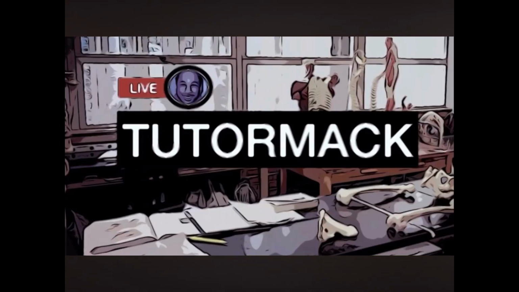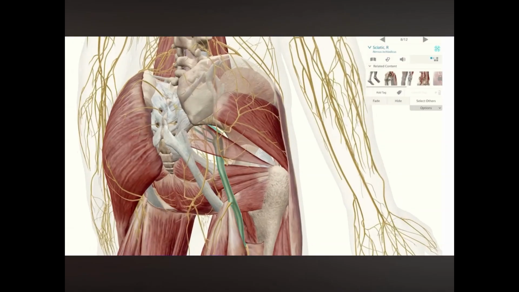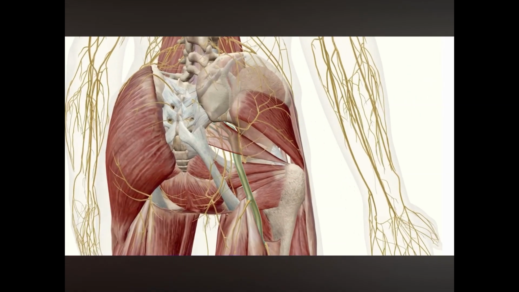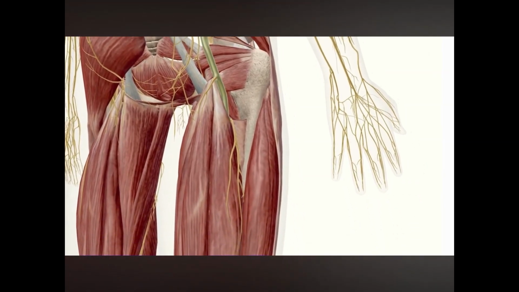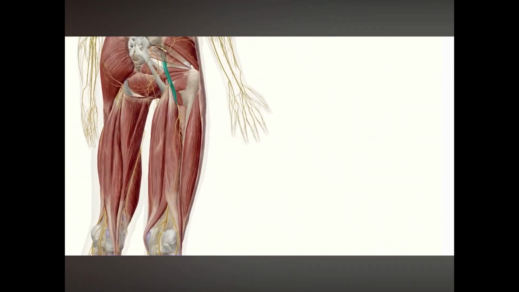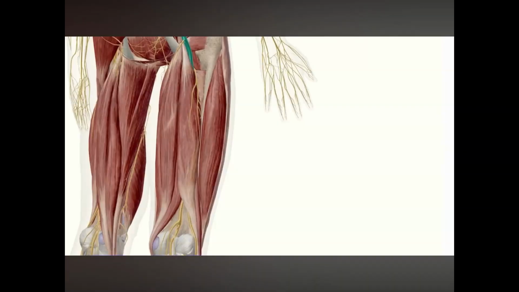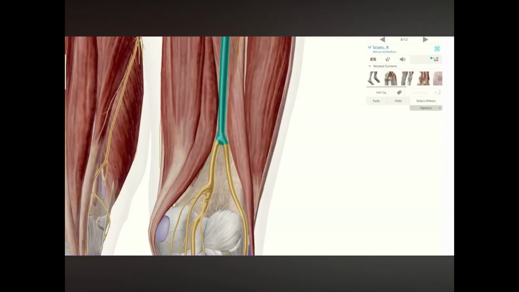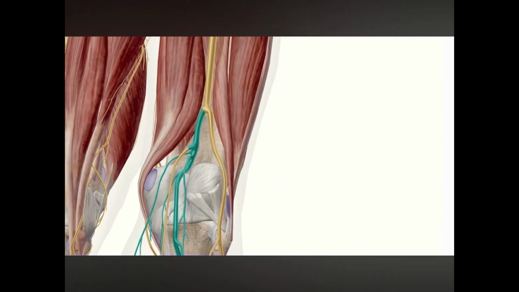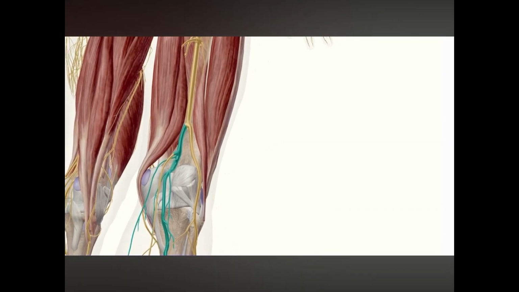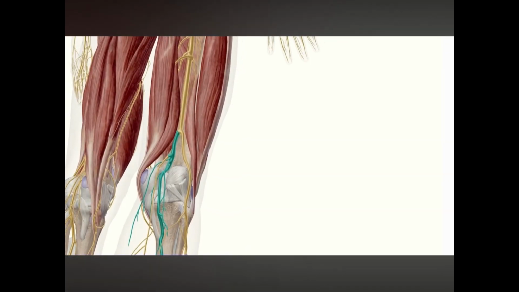What are the divisions of the sciatic nerve and where do they innervate? Well, let's take a look at this. Here's our sciatic nerve. And if we travel all the way down the leg and the back of the thigh, we can see that our sciatic nerve is going to divide into the tibial nerve and the common fibular nerve. The tibial nerve innervates the posterior thigh, posterior leg, and the plantar aspect of the foot.